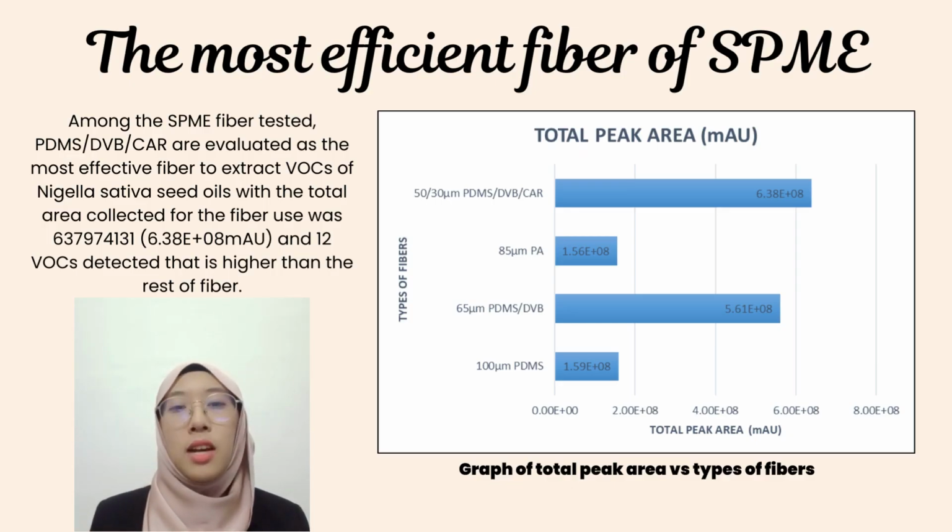Next is choosing the most efficient fiber from the VOC obtained. The graph shows that among the SPME fibers tested, the PDMS/DVB/Carboxen is evaluated as the most effective fiber to extract VOC of Nigella sativa oil, with the total area collected of 6.38 times 10 power of 8, with 12 VOC detected, higher than the rest of the fibers.